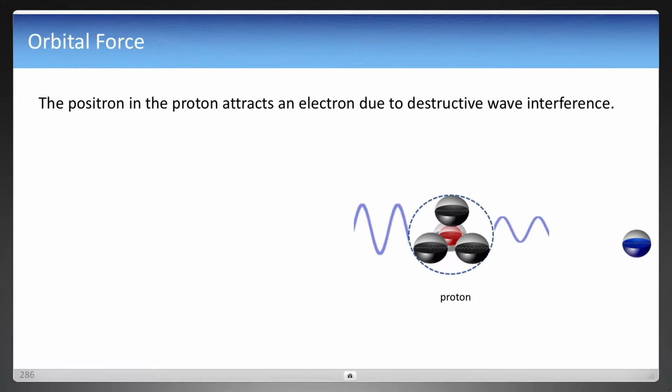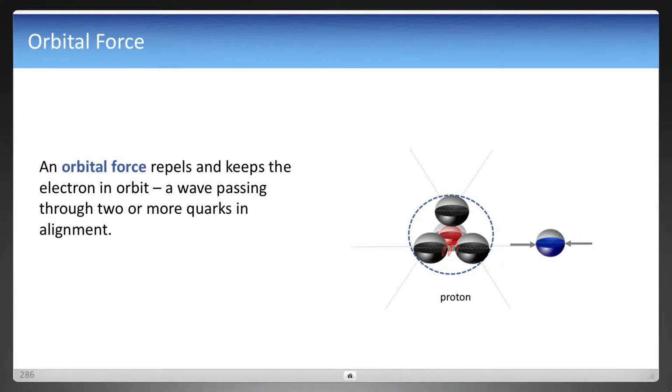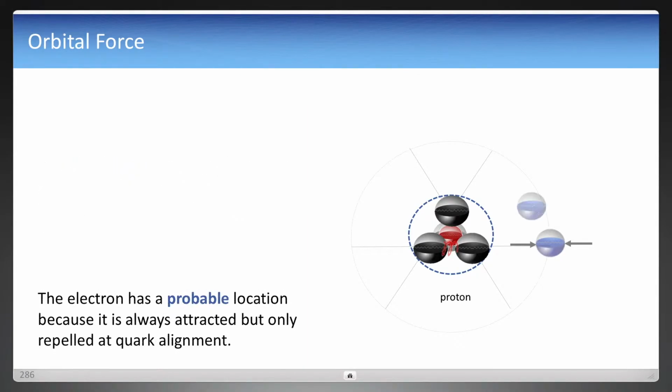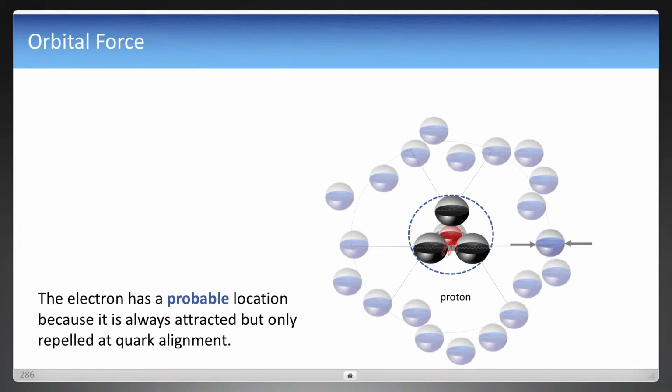Now an orbital force, brand new. For this, because something has to keep the electron in an orbit. So in the pentaquark structure of the proton, the electron is attracted to that middle positron, but yet it is repelled by an orbital force. It's a wave passing through two or more of those quarks in alignment. And it's only repelled in this alignment, which is why the electron has a probable location.